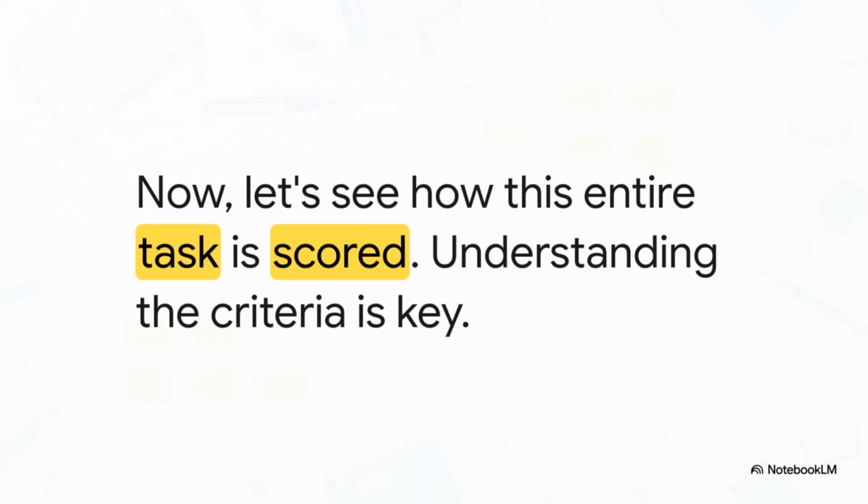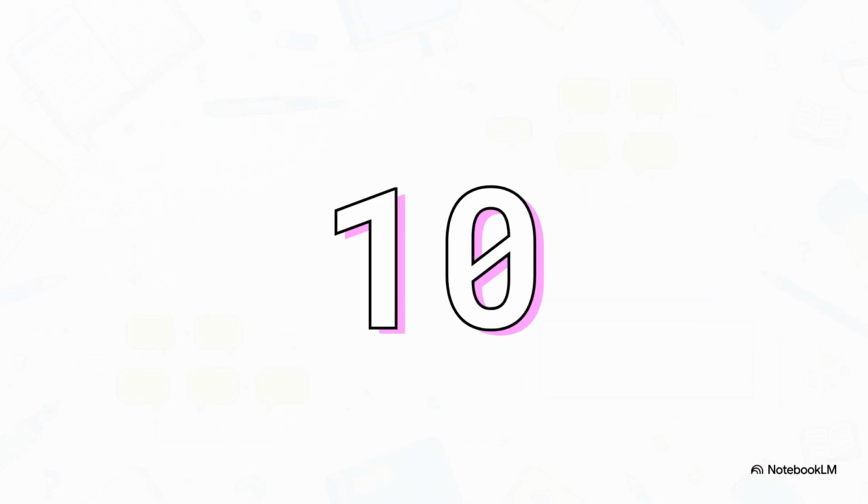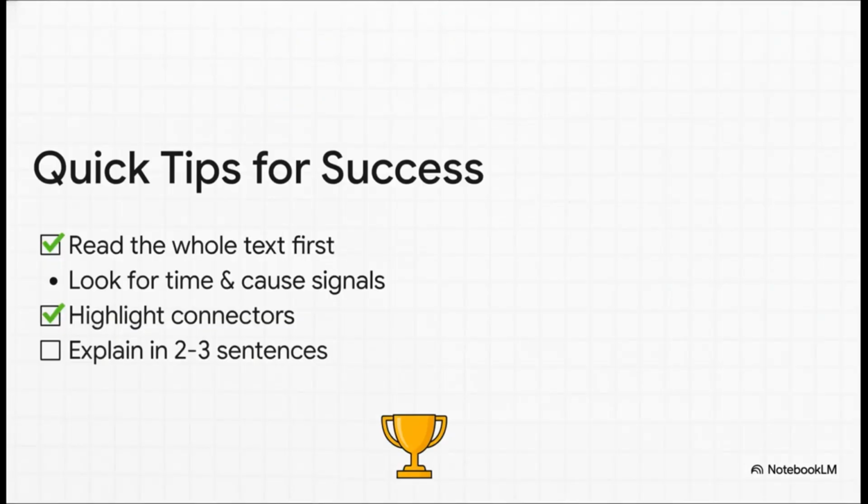Okay, now you know the how. Let's talk about the why, how you get scored. The points are split between paragraph order, finding connectors, and explaining that sentence. Nailing all 10 points shows you really get how the text is built. So, just to recap, read it all first, highlight as you go, and explain clearly. You got this.